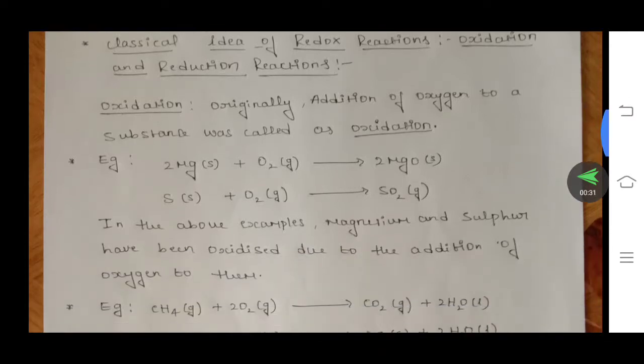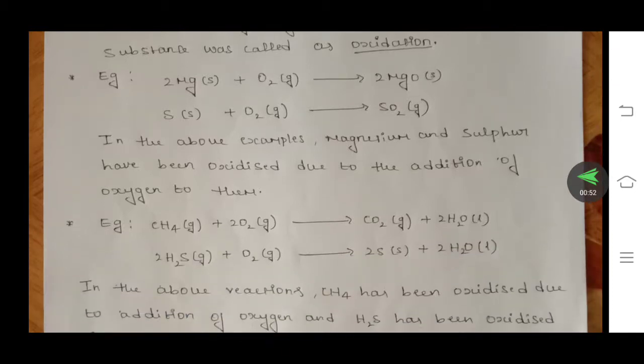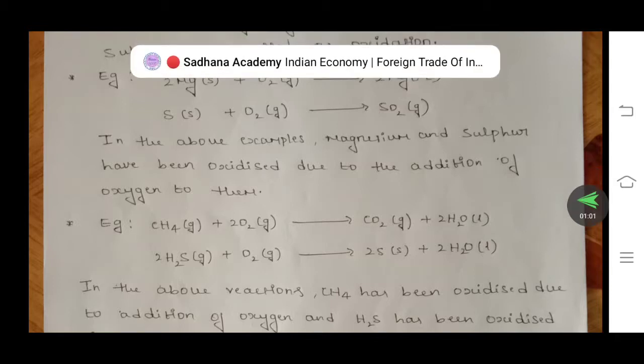Example: 2Mg plus O2 gives 2MgO. See, in this reaction, we are adding oxygen to magnesium. Second example: sulfur plus O2 gives SO2. In this reaction also, we are adding oxygen to sulfur. In the above examples, magnesium and sulfur have been oxidized due to the addition of oxygen to them.